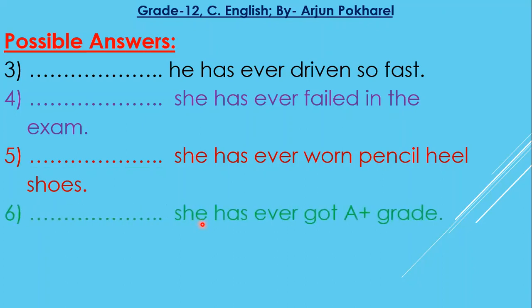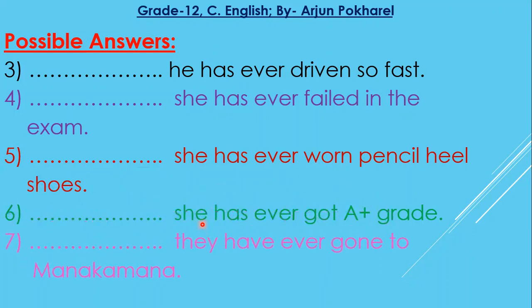And next is question number 6. You can write, this is the first time she has ever got an A plus grade. She is absolutely delighted. Why is she delighted? Because she has got an A plus grade.